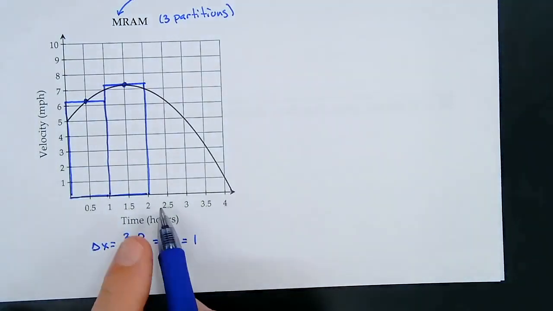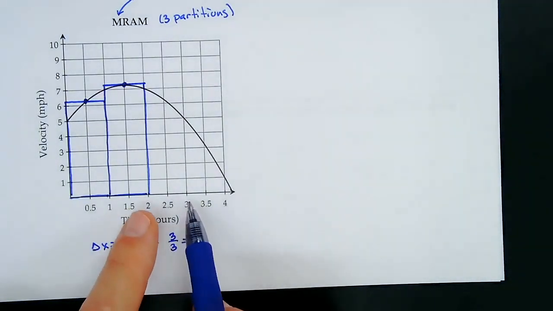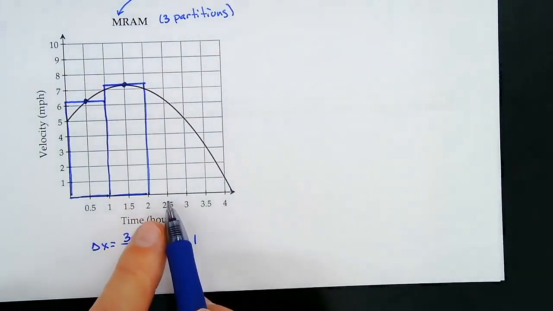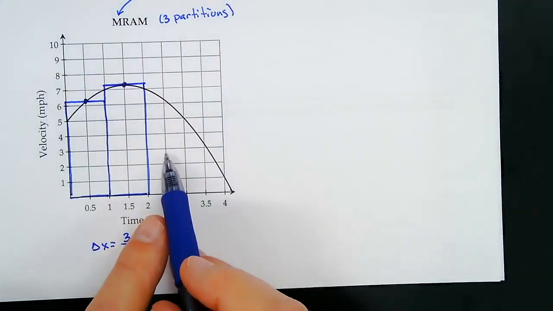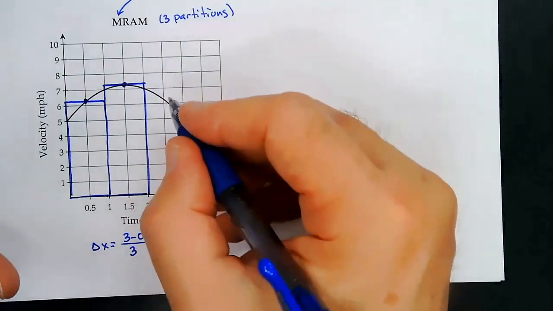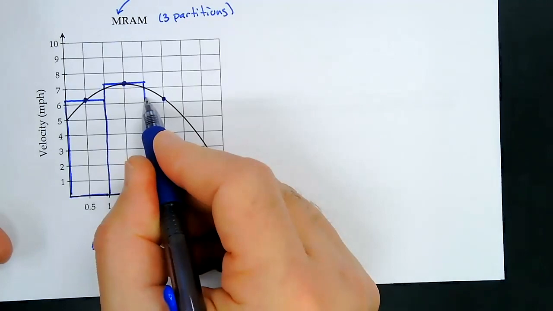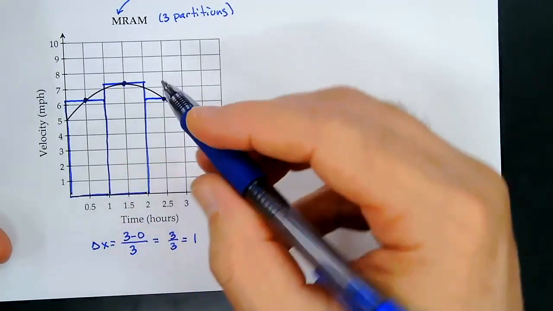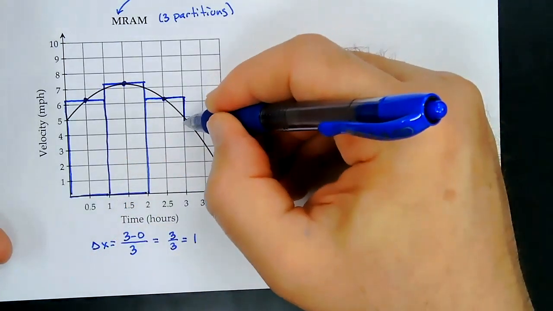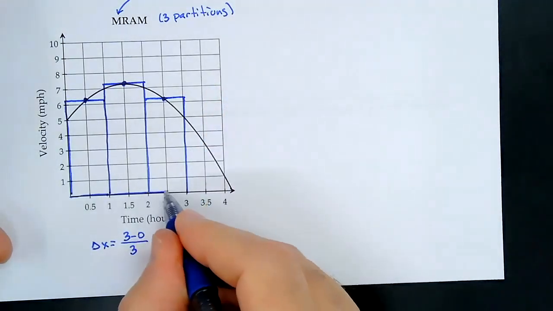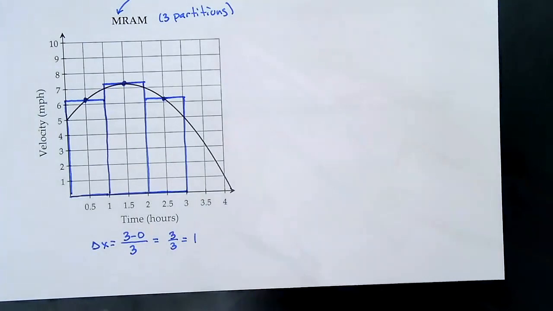And then we're going to go from 2 to 3, because we're ending on all of these at 3. And from 2 to 3, we're going to use the midpoint, which is 2.5, to determine the height of this rectangle. And so it's going to stop right here. And that'd be the height of my rectangle. And then I'm going to come straight down. Okay, so I have 3 rectangles. That's the 3 partitions.